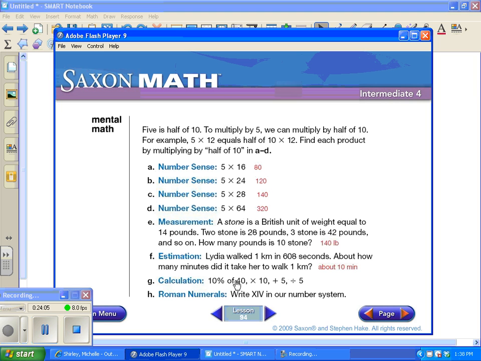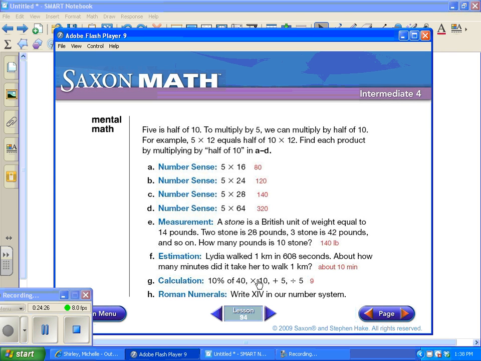Let's get ready for some calculation. 10% of 40, so think 40 divided by 10. That's 4, right? 4 times 10, 40, plus 5, 45, divided by 5, plus 9 for our final answer.